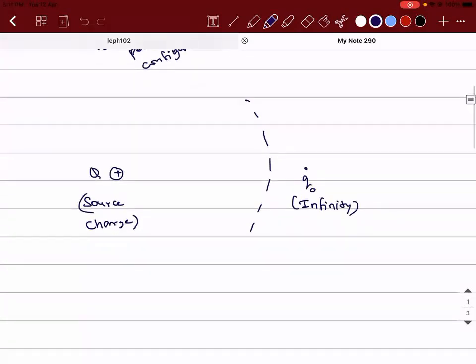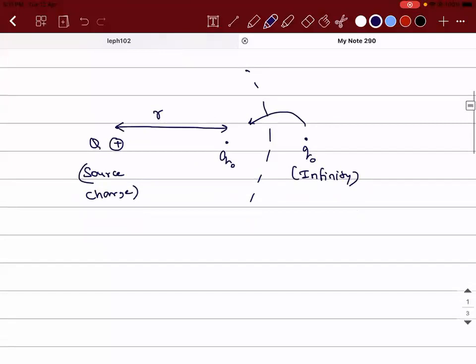Right? Now, when the charge is moved from infinity to a point within the field, let's say to a distance r, and how is it moved? It is moved as slow as possible. Never forget this. When this is going to happen, can I say that there is going to be a force that exists between them?